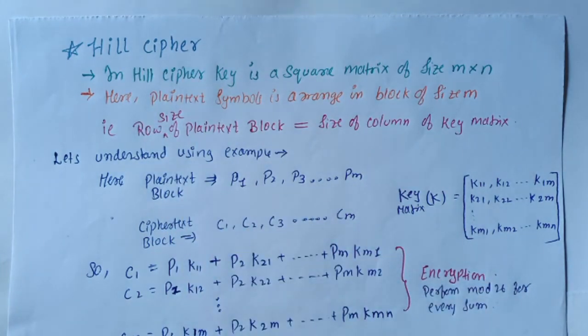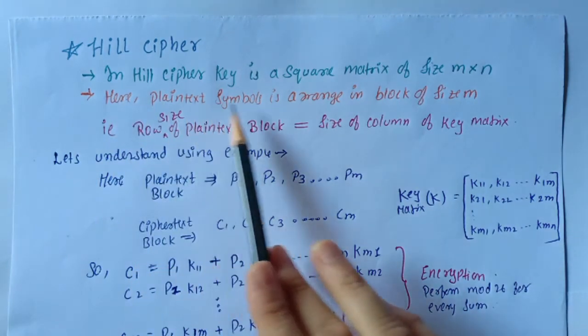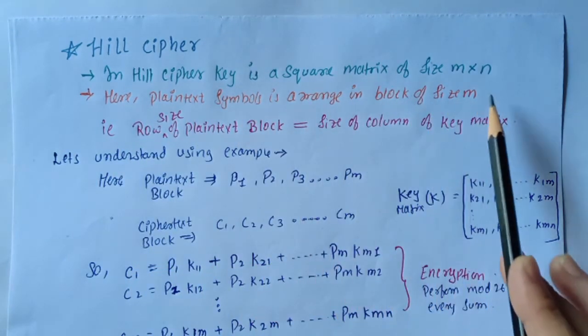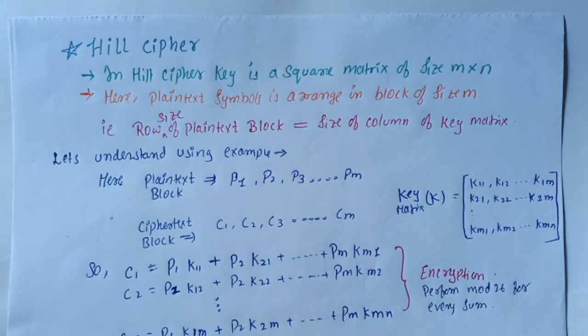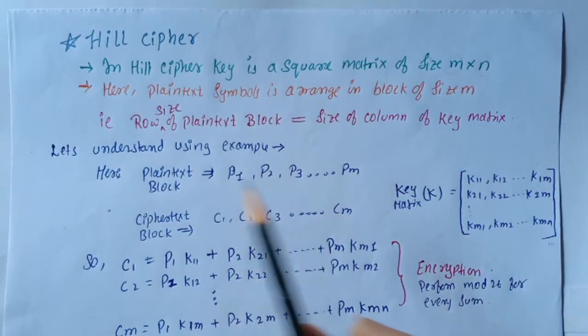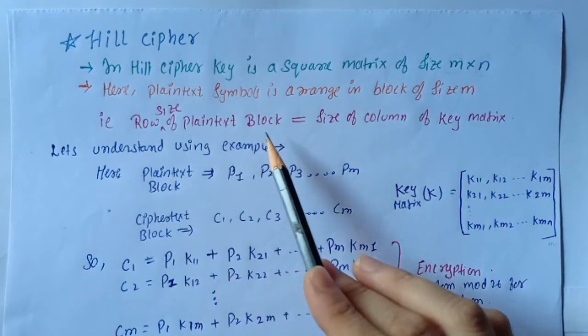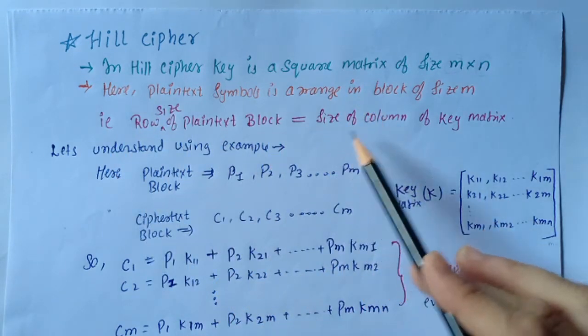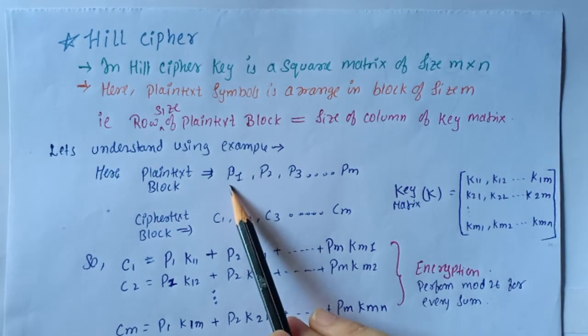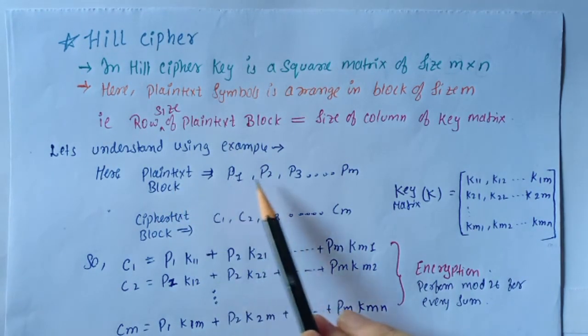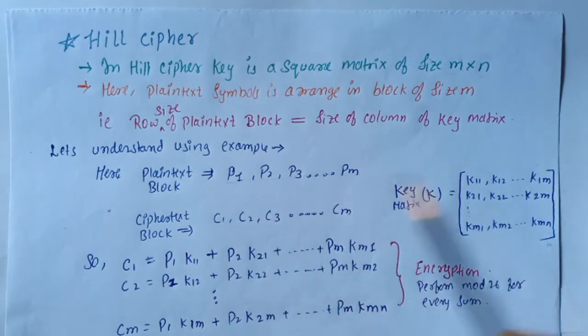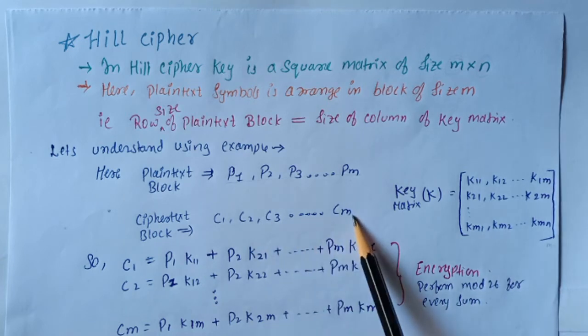So in Hill cipher, the key is a square matrix of size m into m. Here the plain text symbols are arranged in blocks of size m. It means we have to break the plain text into blocks, and the size of each block should be m. That is, the row size of a plain text block should be equal to the column size of the key matrix. So for example, if this is a plain text block P1 to Pm, this size should be equal to this size, and this is the ciphertext block.